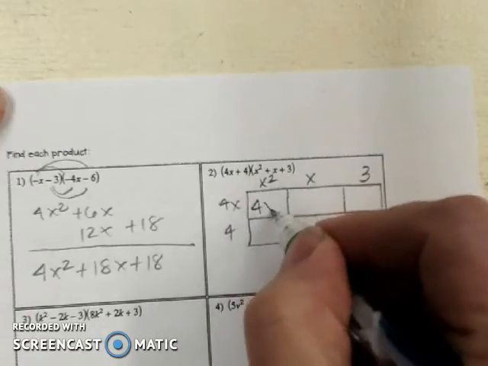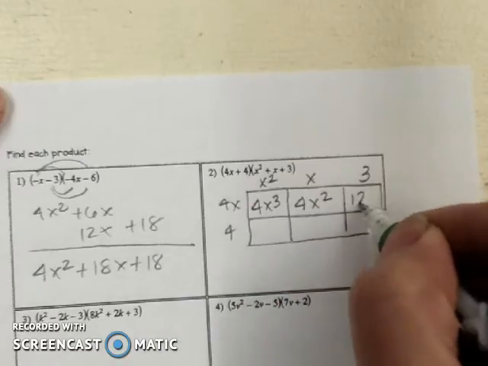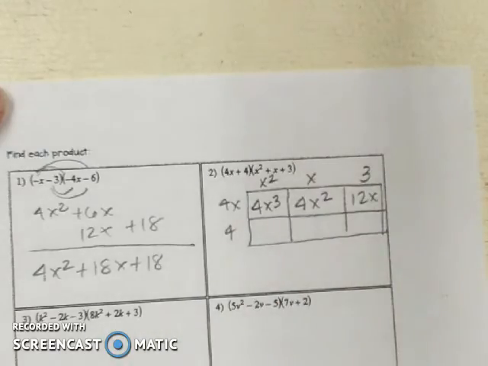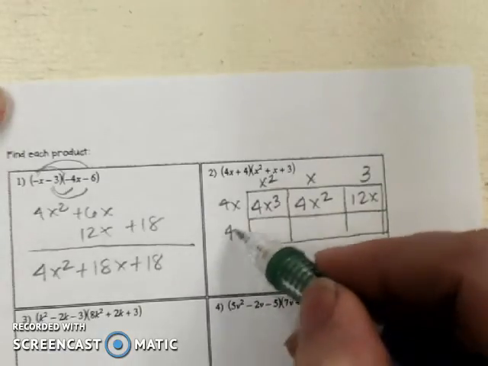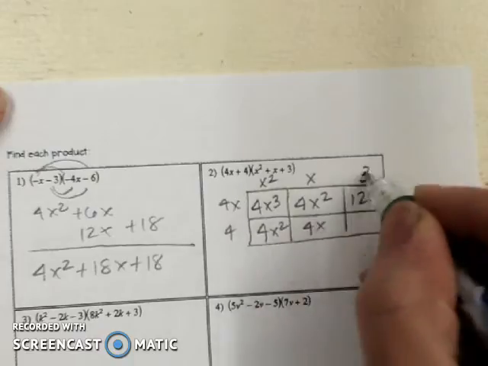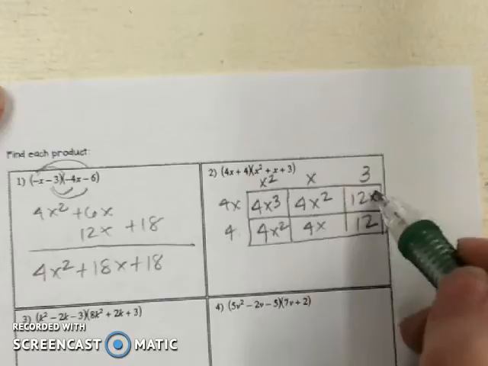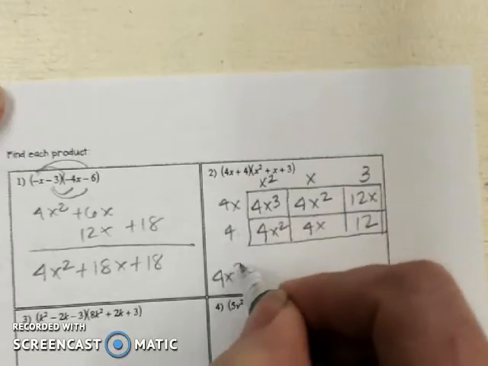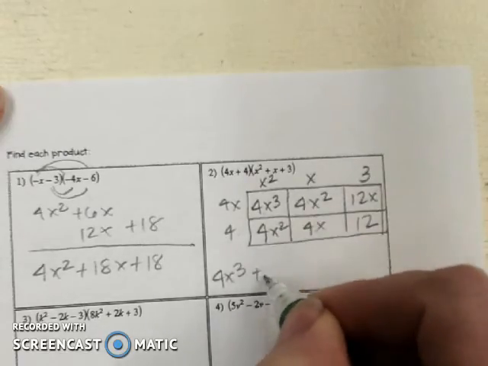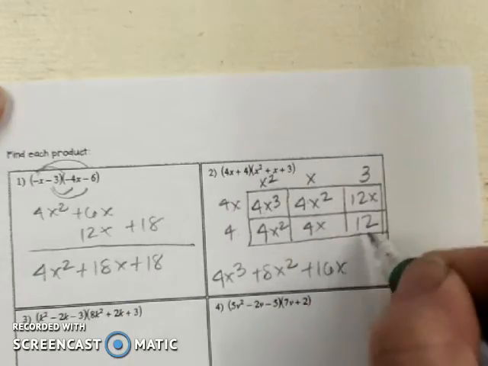Already in standard form, now you multiply. So I get 4x cubed, 4x squared, 12x. Excuse me, 4x squared, 4x, and 12. Combine like terms, and they're usually going to be on the diagonal. So I've got a 4x cubed, an 8x squared, 16x, and 12.